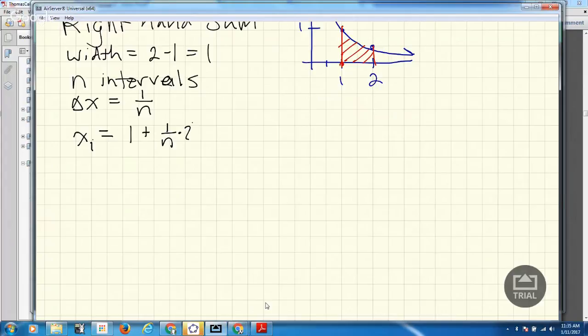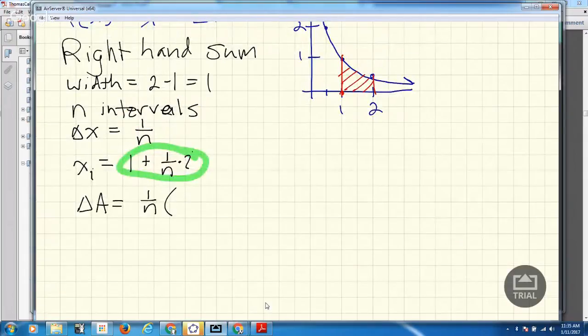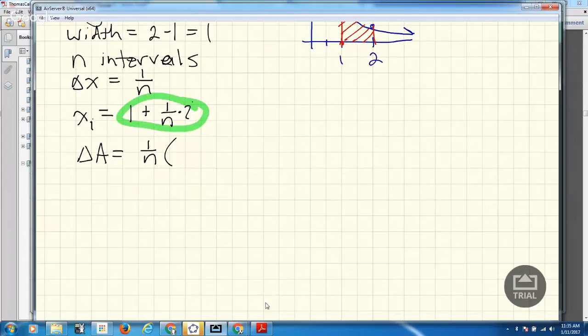So those are the numbers I'm going to have to plug into my formula here. For any one particular rectangle, let's call that delta area, just a little piece of the area. The width of the rectangle, the base, is going to be 1 over n. And the height is going to be this x value plugged into my equation. And my equation, if you remember up here, is 1 over x. All right, so that's going to be a little messy. My height is going to be 1 over each of those x sub i's. So that's going to be 1 over 1 plus i over n.